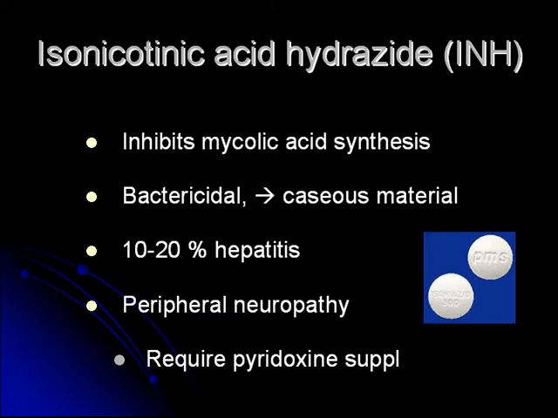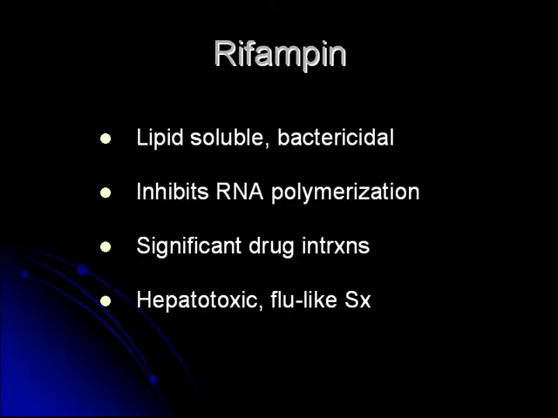INH, these are interesting drugs, specifically when you're writing the AUA in-service exam. There's always at least 2 or 3 questions on this, so I thought I'd go over them. This is what they look like. They're white pills. They're bactericidal. Hepatitis, they all cause liver dysfunction. And one of the characteristic side effects of INH is peripheral neuropathy, so you have to supplement them with pyridoxine.